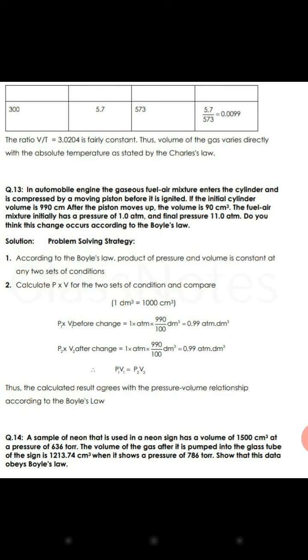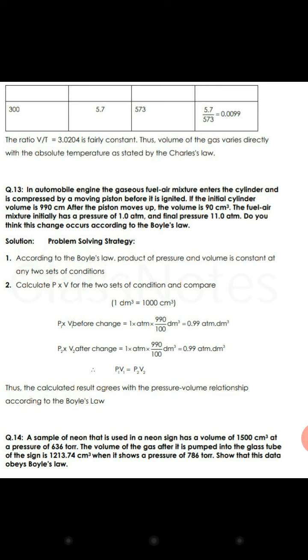So 1 multiplied by ATM into 990 divided by 100 dm cube, and we will get 0.99 ATM dm cube. So here you can see कि we will get the same result, 0.99. So thus here Boyle's law is proved. Now we are moving towards question number 14.